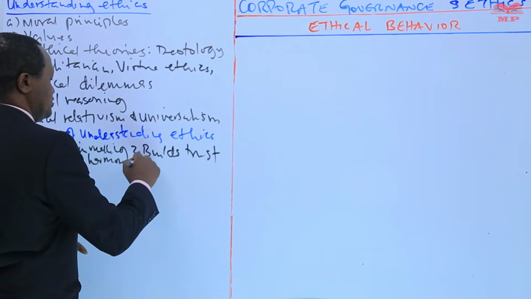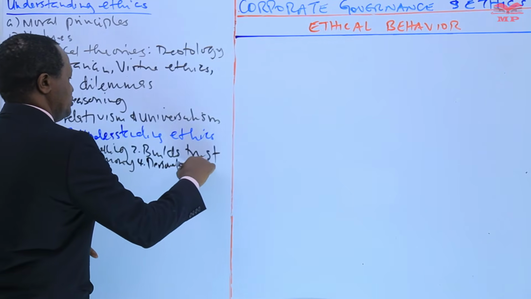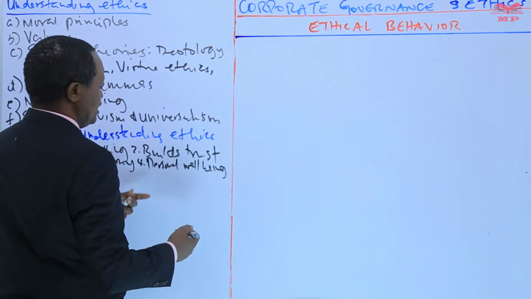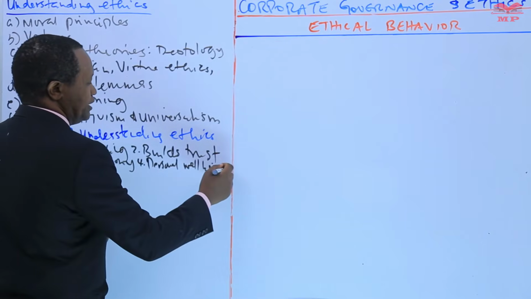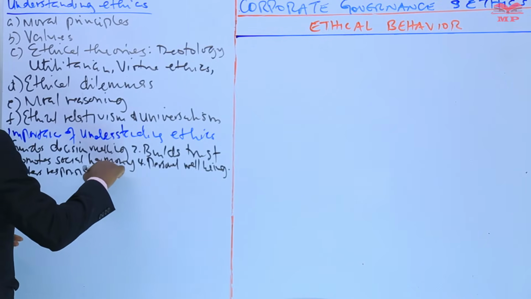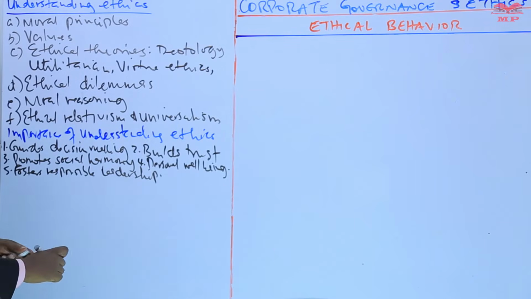It enhances personal well-being. Ethics enhances personal well-being. Living in accordance with our ethical values can lead to a greater sense of purpose and fulfillment. Then lastly, ethics fosters responsible leadership. Ethical leaders inspire and motivate others to act with integrity and make a positive impact in society.